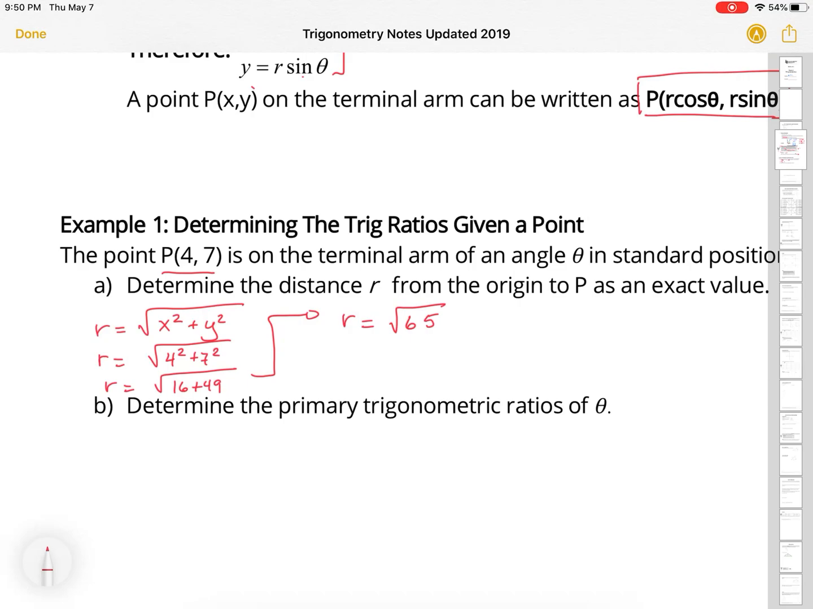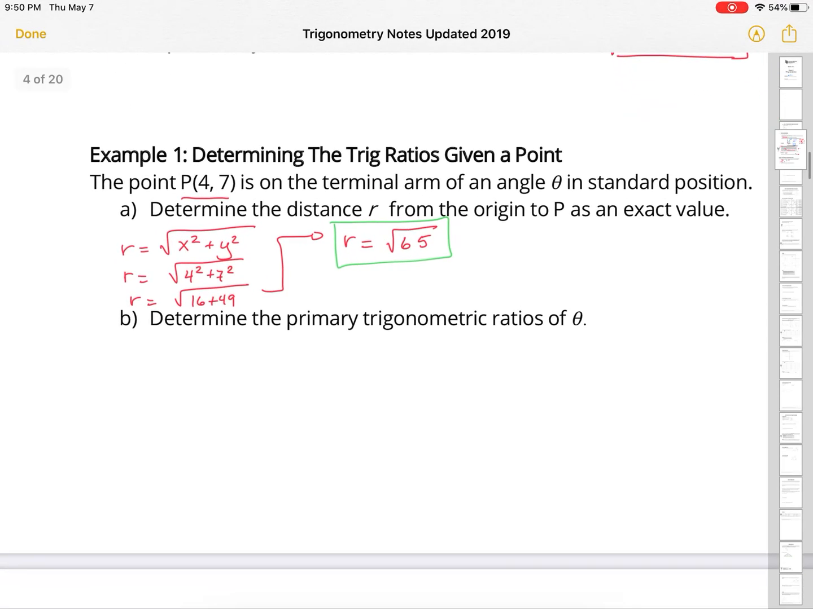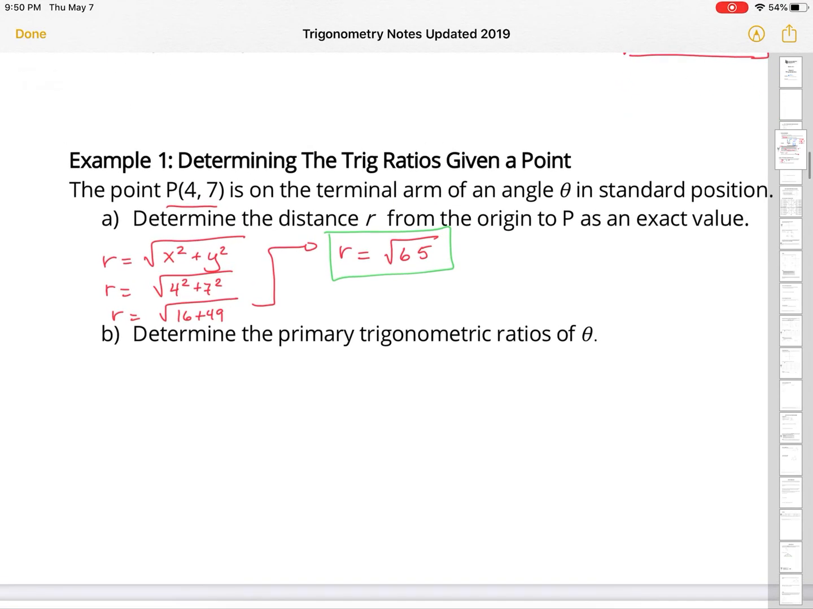Now, we would look at that. Can we reduce that? Are there any factors we can take out of 65? I don't think there is, because 65 is 5 times 13. So that would be the lowest form for that radical. We can't reduce it, we can't change it to a mixed radical. So we have our value for r.